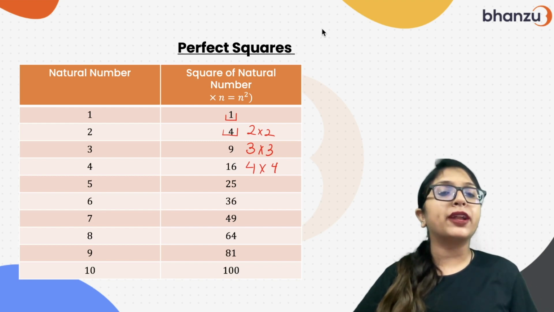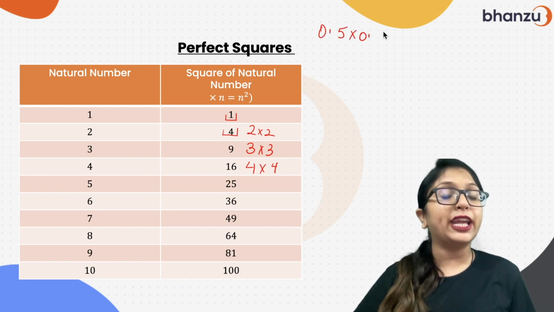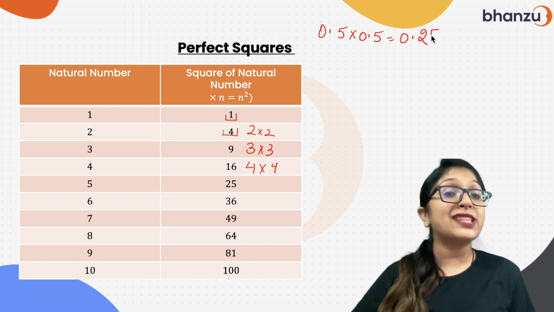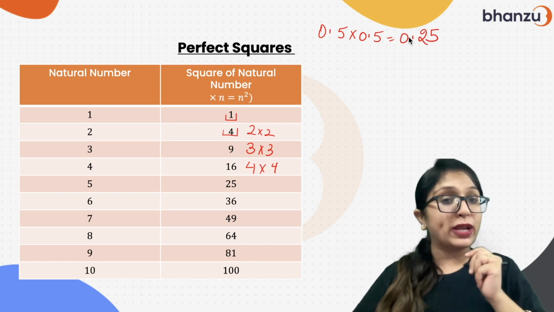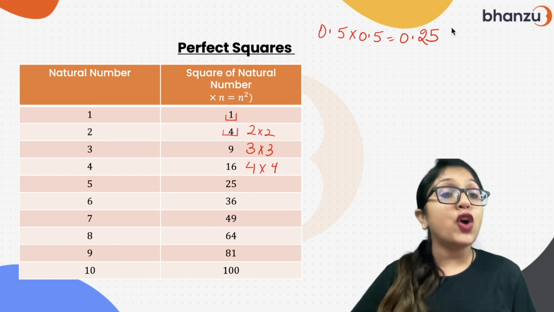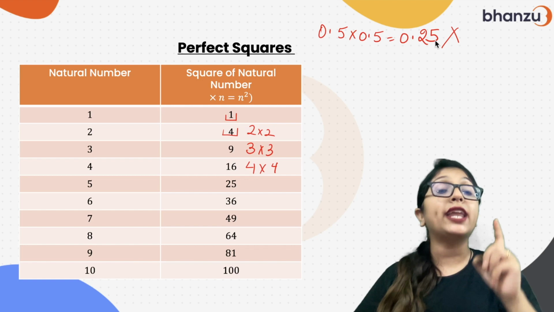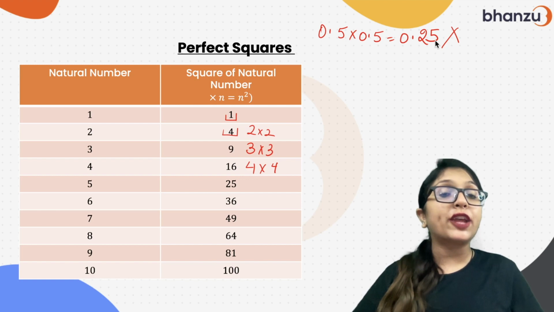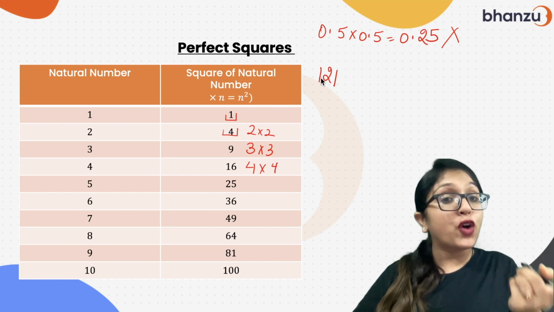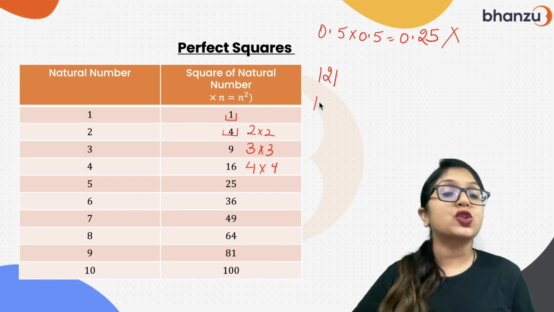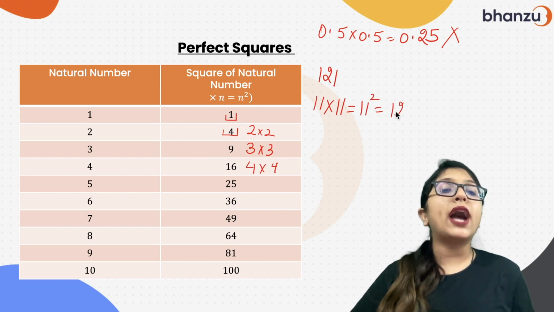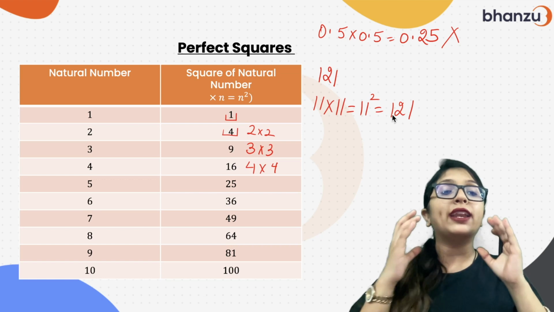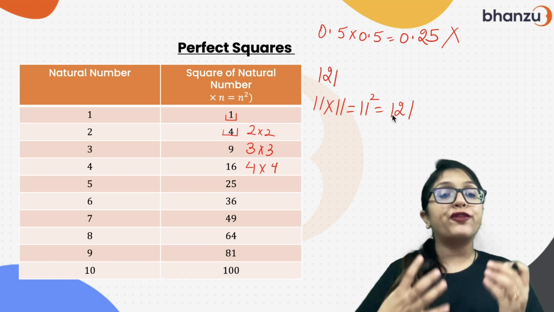Now I hope you remember that 0.5 times 0.5, which is 0.25, is actually a square number. But the question is, is it a perfect square? Of course not. This is not a perfect square because this is not the square of a natural number. Now what if I ask you about 121? Is it a perfect square? Then of course yes. Why? Because this is the square of 11. 11 times 11 is 11 square, which is equal to 121. So 121 is a perfect square.